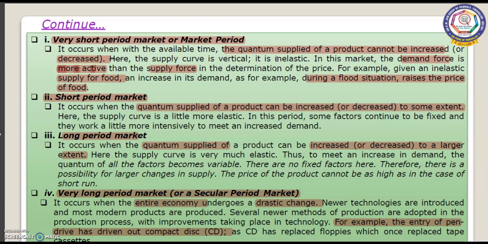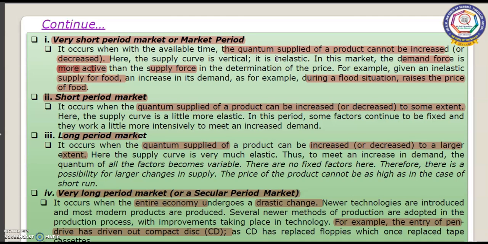So in this market, the demand force is more active than the supply force in the determination of the price. So for example, given an inelastic supply for food, an increase in its demand during a flood situation, the price of food products may go high.